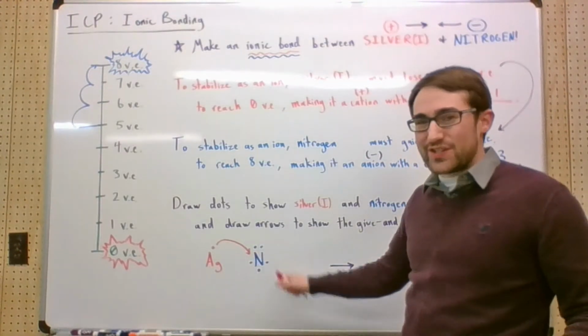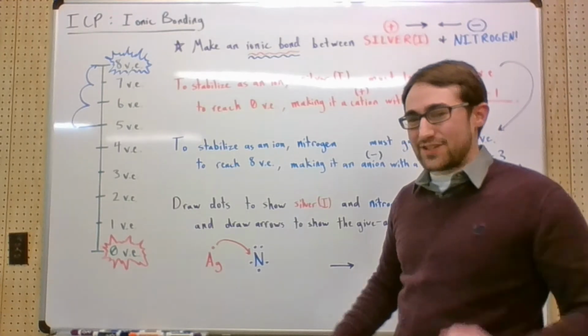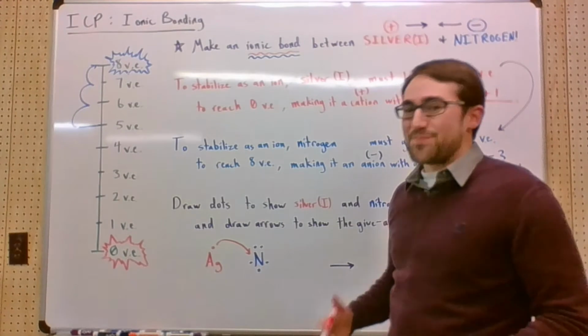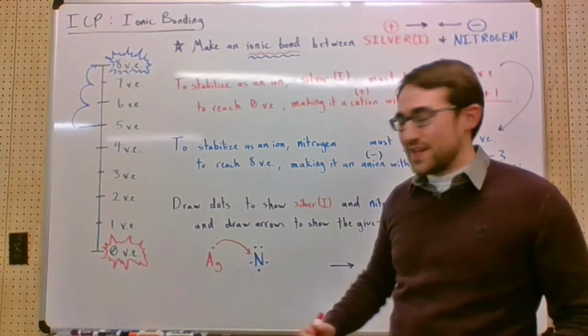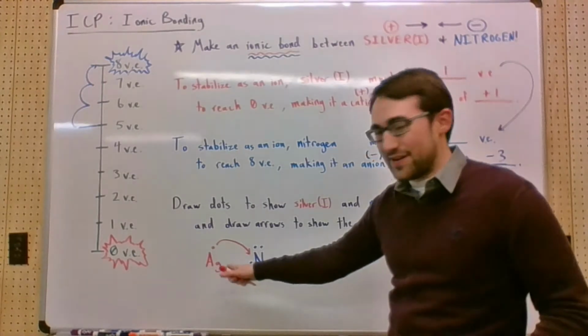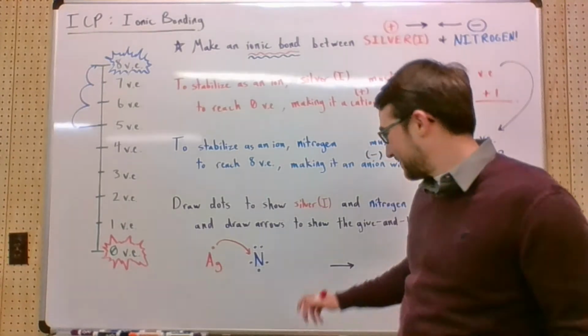But this nitrogen still isn't there yet. Gaining 1 valence electron gets it from 5 valence electrons to 6 valence electrons. Better, but not where we need to be. So, we need another thing to give another valence electron. We need another atom of silver.